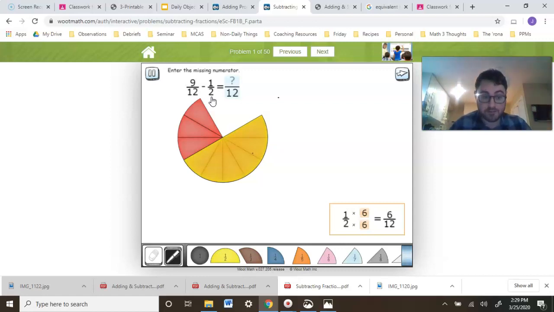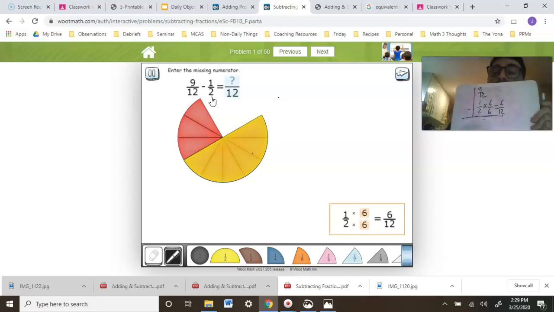I'm going to do this very quick. Notice I kept the 9/12 the same, and I turned 1/2 right here into 6/12. Where did I find that? From right here. And now my answer I can do in 2 different ways.